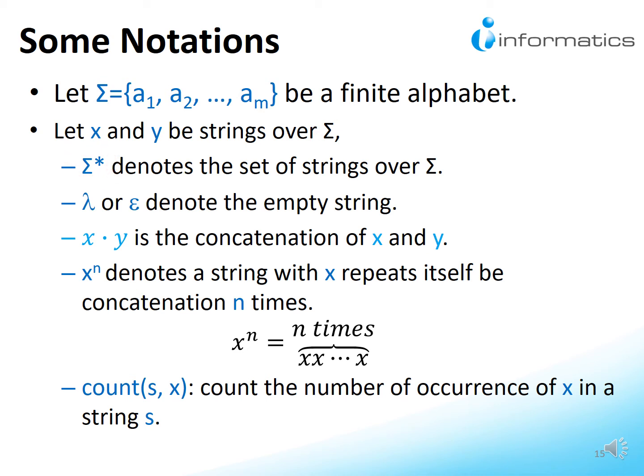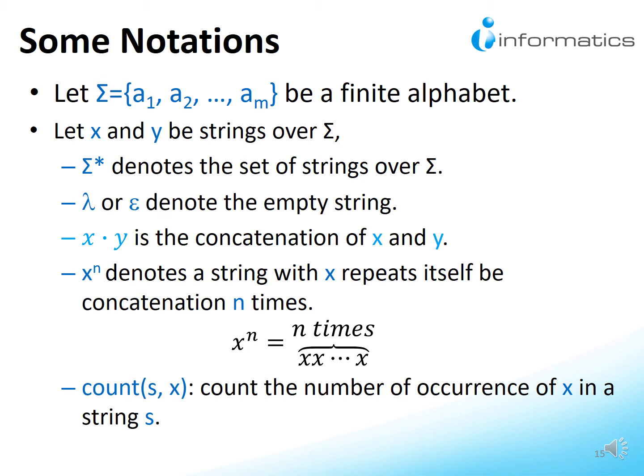There are an infinite number of strings over sigma. Among these strings, one particular string is called the empty string. Empty string means no character inside. We normally use lambda or epsilon to represent the empty string. Otherwise, you cannot see it because the empty string doesn't have any character. So we use these two special characters to represent the empty string.